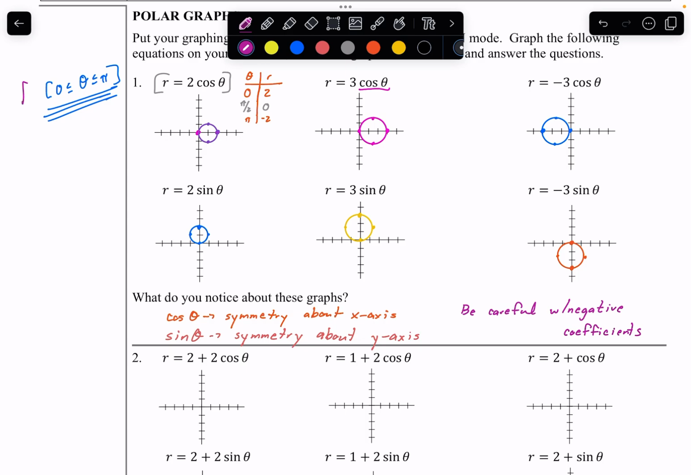And do not forget this. You need to put stars by this. That domain is really going to matter. Circles are only going to be 0 to pi.